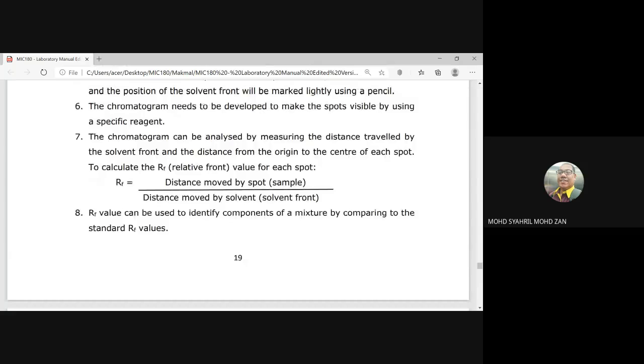Okay, so quickly we go for the standard, the principle of the experiment. Okay, is there any question about the methods? Any questions about the methods?